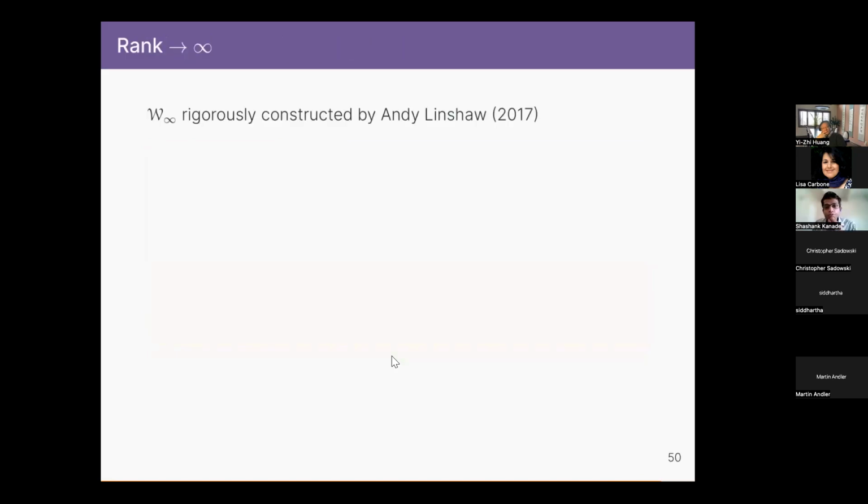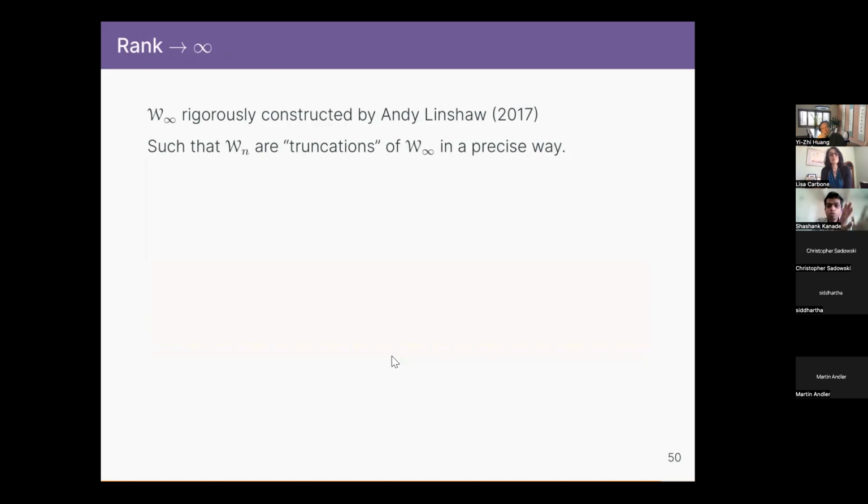But now in the last 2 minutes, instead of taking, as at the beginning of the talk, the level to infinity limit, let's consider the rank going to infinity limit. So instead of W_N algebras, you think about W infinity algebras. These were constructed by my colleague, Andy Linshaw. The W_N algebras are truncations of W infinity. I shouldn't say finite W algebras, that's a whole different thing. I mean the ones coming from finite ranks.